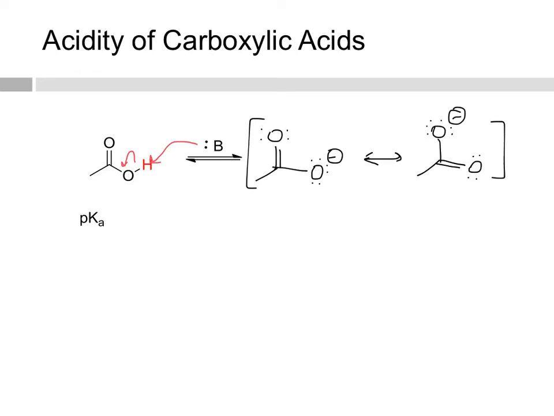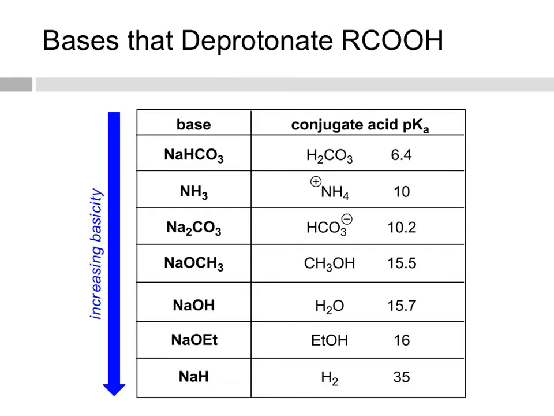The pKa of most carboxylic acids is around 4. Acetic acid, which is this example here, has a pKa of 4.7. Benzoic acids, which have a phenyl group at this position, have a lower pKa of about 4.2. This is a list of bases that can be used to deprotonate carboxylic acids. They are listed in order of increasing basicity, and we determine this using pKa's of the conjugate acid.